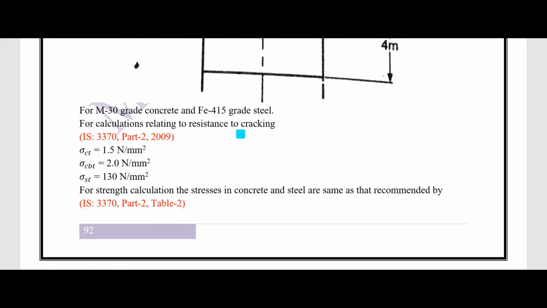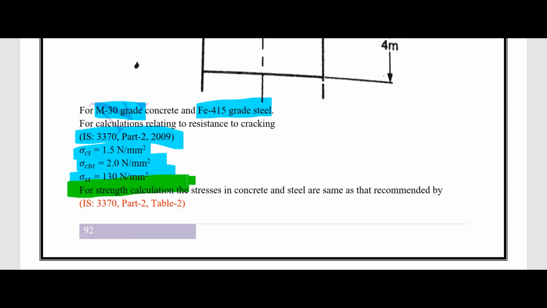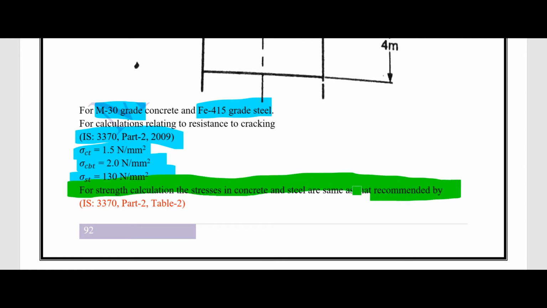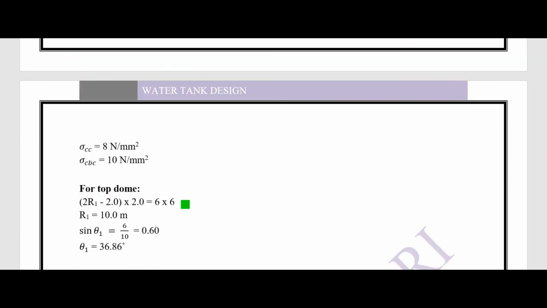Now we are going to use M30 grade of concrete and Fe415 grade of steel. We take Sigma ST and Sigma CBC from IS 3370 Part 2 2019. For the strength calculation, the stresses in concrete and steel are the same as recommended by IS 3370 Part 2 Table number 2, Sigma CC and Sigma CBC. We found all the design constants here.